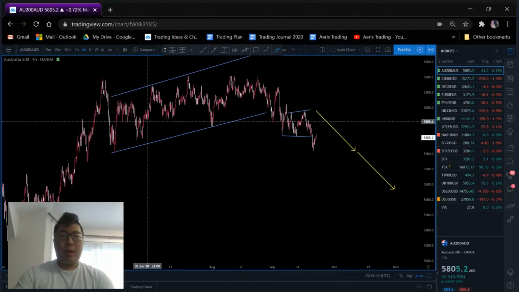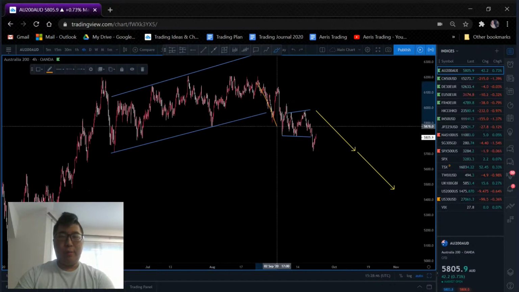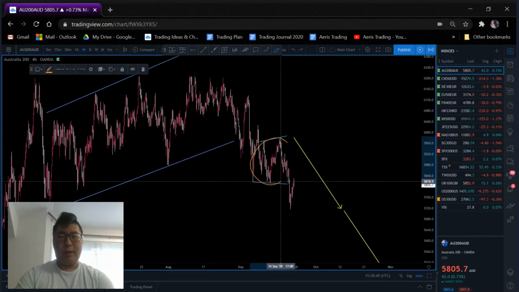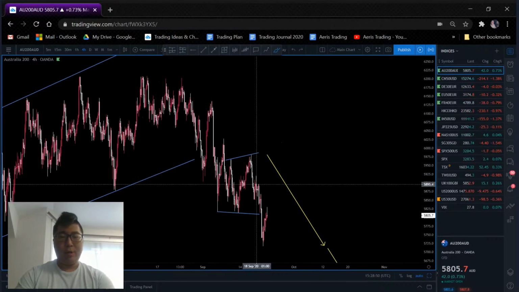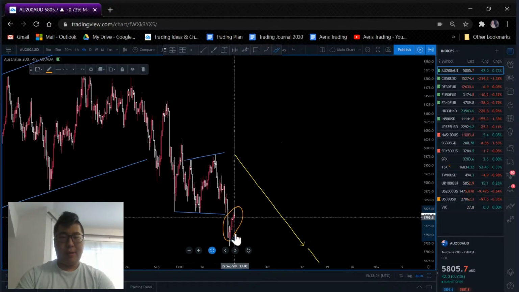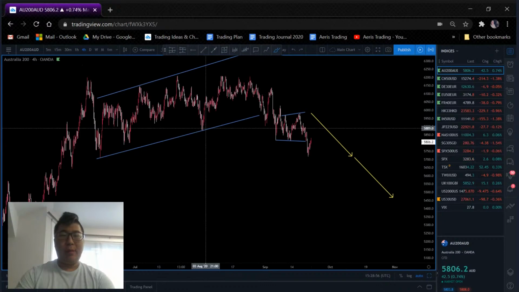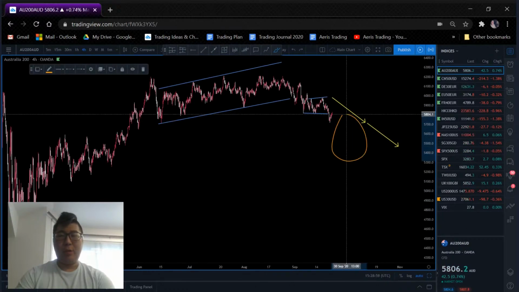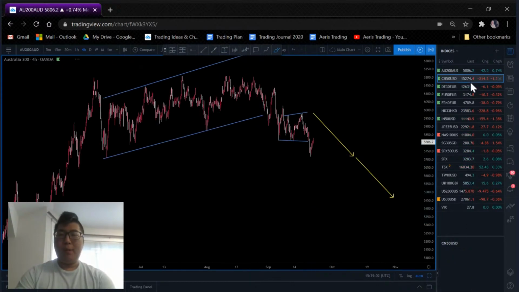Aussie 200, we had this kind of a channel structure. We broke out, and this is to me a kind of a continuation correction. We had an impulse up and down now, and just the last bit, maybe it's correcting itself. Okay, but I still like the overall kind of downtrend potential on this one. Okay, so I'll go over these really quickly.